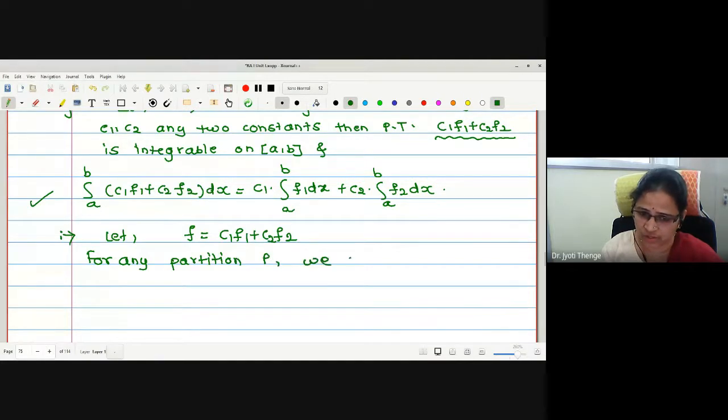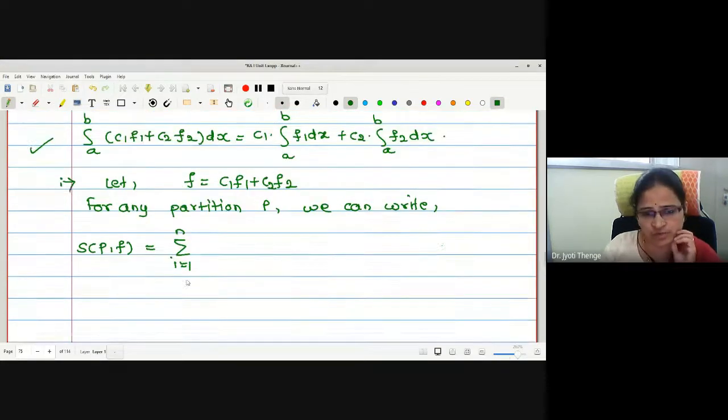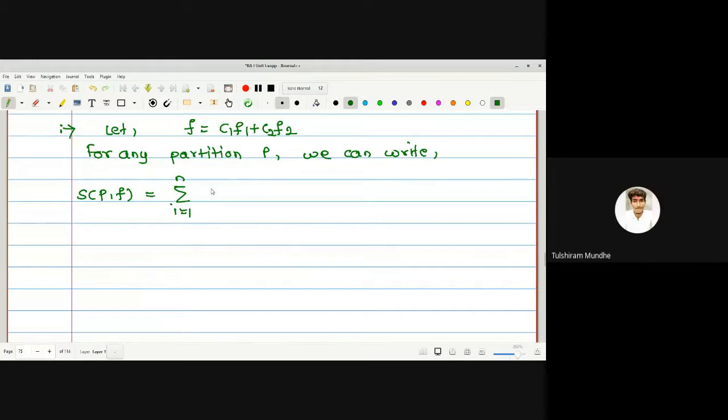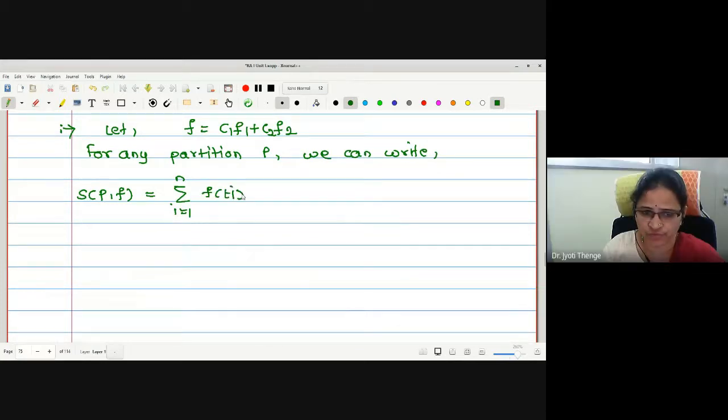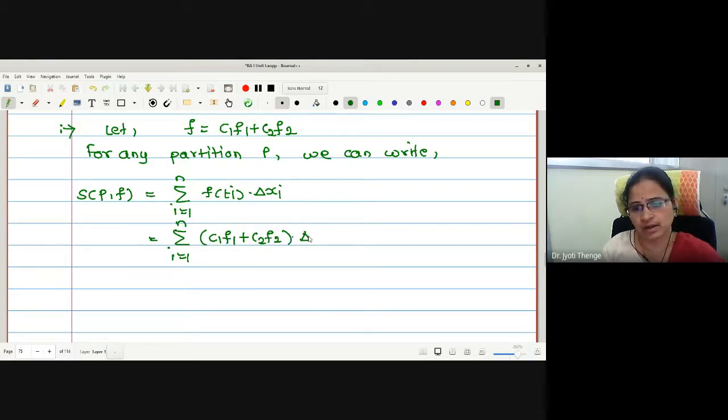What will be the corresponding Riemann sum for this function here? S(P, f) is, what's the formula? What is the formula for the Riemann sum? Yep, f of ti into delta xi. Very good. But if we have selected this, no? Therefore, let me substitute the value. Therefore, it is (c1 f1 plus c2 f2) operated on ti into delta xi.